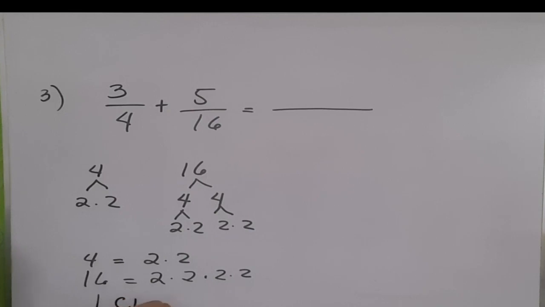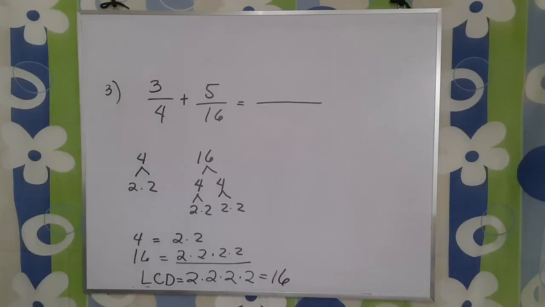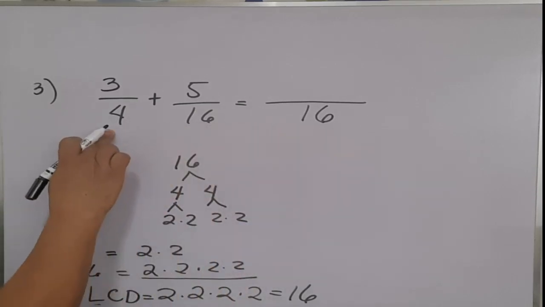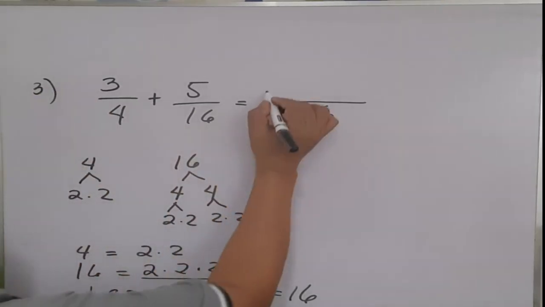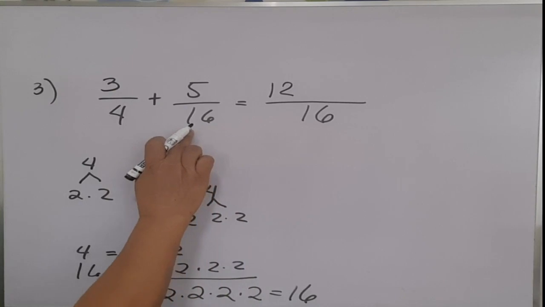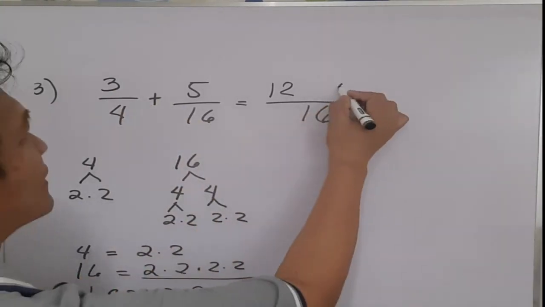So, LCD, ibaba natin na magkakapareha. Okay? So, ibaba natin ang 2. Ibaba natin ang 2 and another 2. Therefore, the LCD is 2 times 2 is 4, times 2 is 8, times 2 is 16. So, LCD ng 4 and 16 ay 16. Okay? And then we divide. 16 divided by 4 is 4, times 3 is 12. Okay? 16 divided by 16 is 1, times 5 is 5.